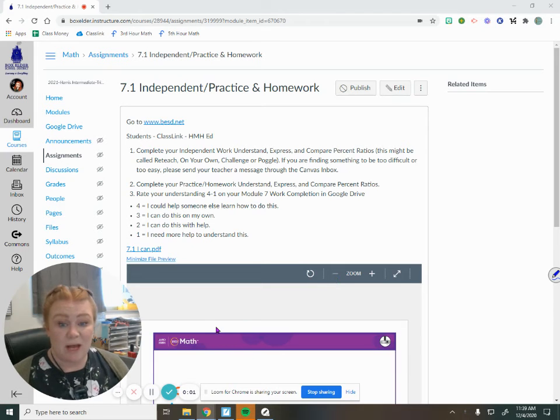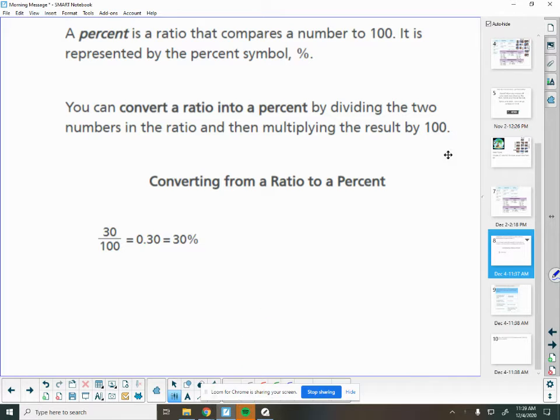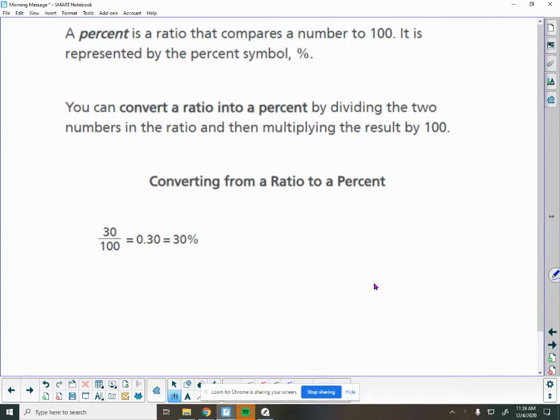If you are needing more help or if you have been assigned the Reteach for 7.1, then please make sure you watch this video. So we're going to be reviewing how we convert numbers into a percent.